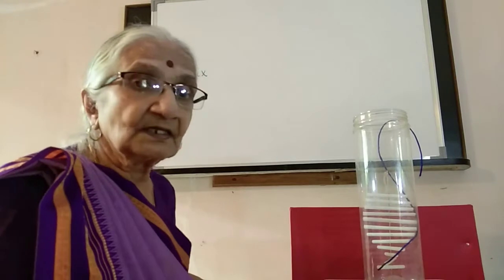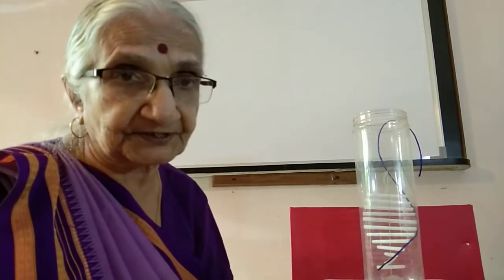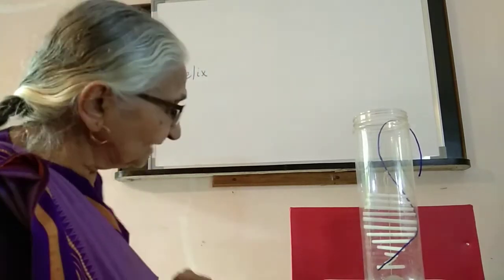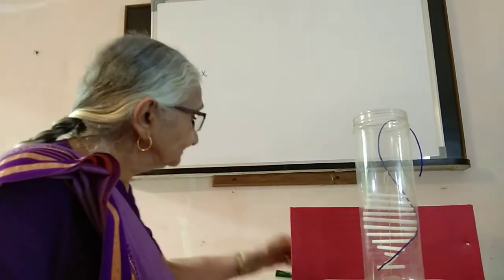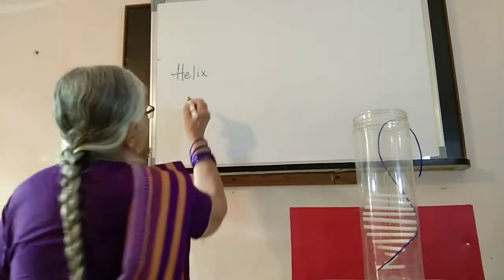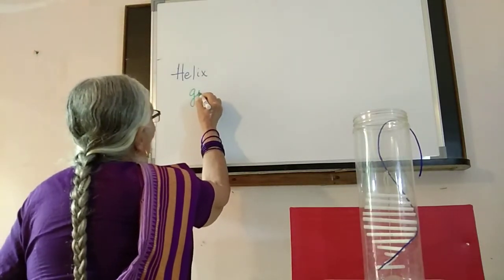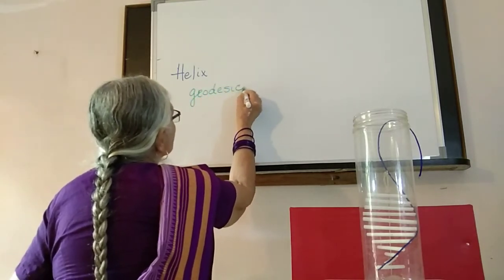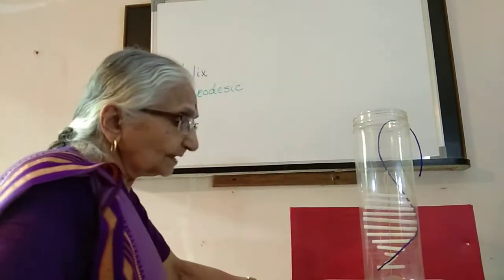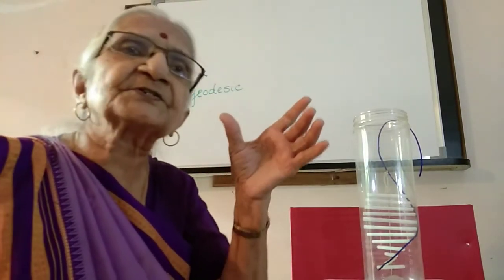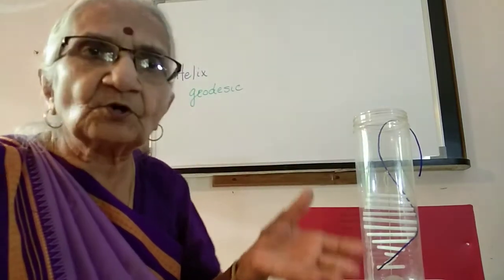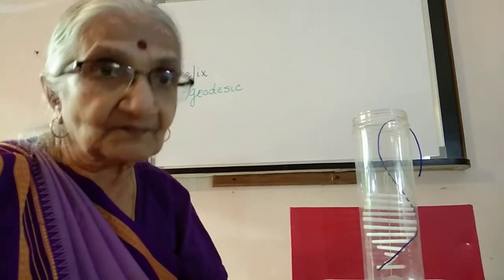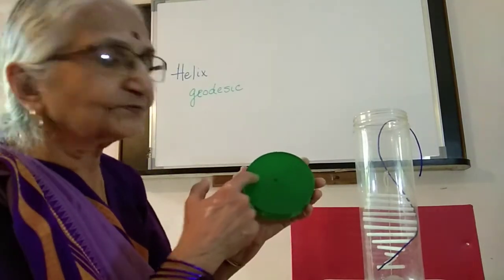Now, this helix has a very nice property, as I told you, very little known, and it is known as geodesic. So first I will tell you what a geodesic is. Geodesic is the shortest distance between 2 points. Well, we know that the shortest distance between 2 points is the length of the line segment joining them. That's in a plane.